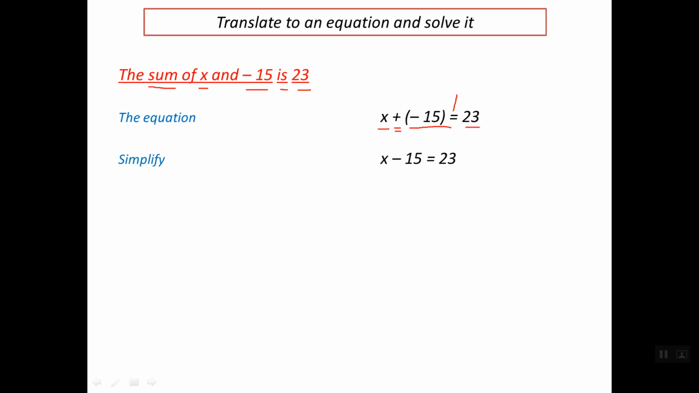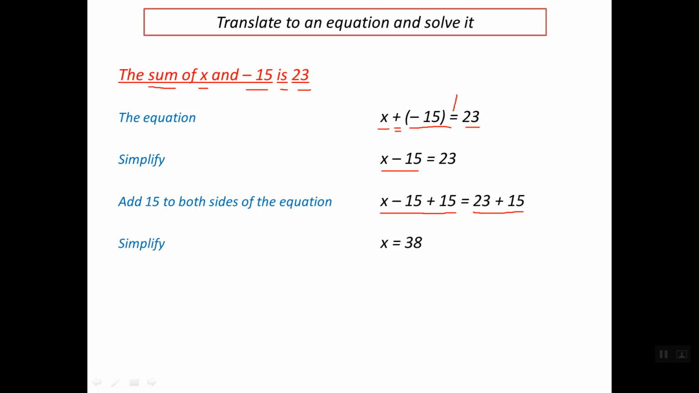Now we can simplify. Plus multiplied by minus gives us minus. So the equation becomes x minus 15 equal to 23. As we see here, the left side of the equation contains x and minus 15. So we can keep x alone by adding 15 to both sides. So add 15 to both sides of the equation. The left side becomes x minus 15 plus the added 15, and the right side is 23 plus the added 15.